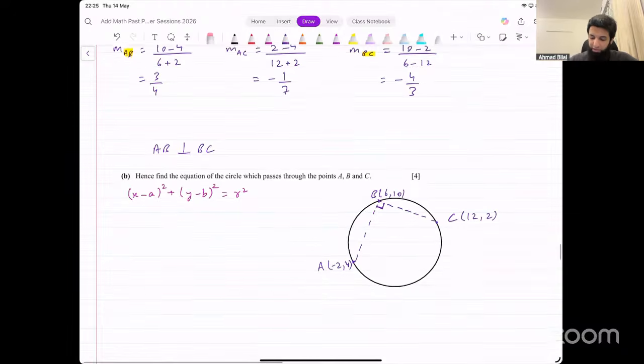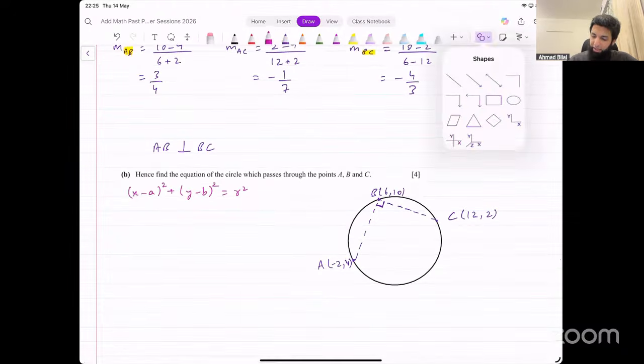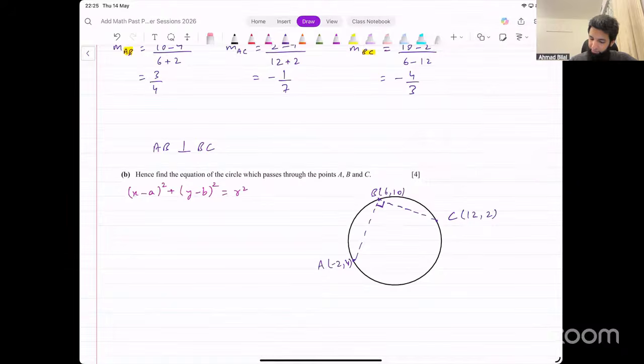So what that means is if I were to join A and C, this is going to be the diameter of the circle. So AB is perpendicular to BC. That implies that AC is a diameter of the circle. Okay?